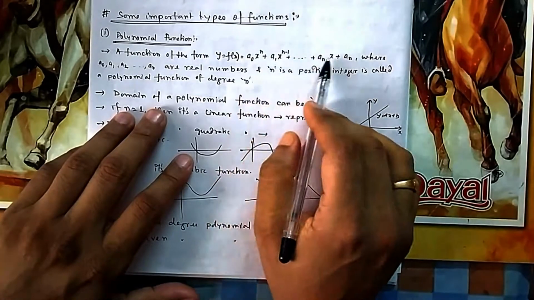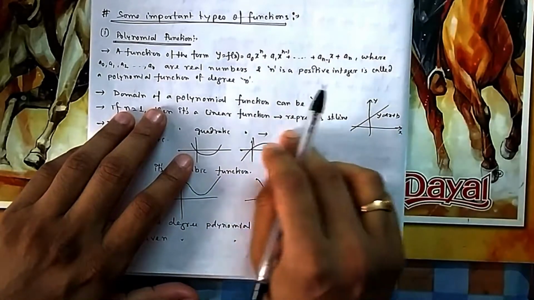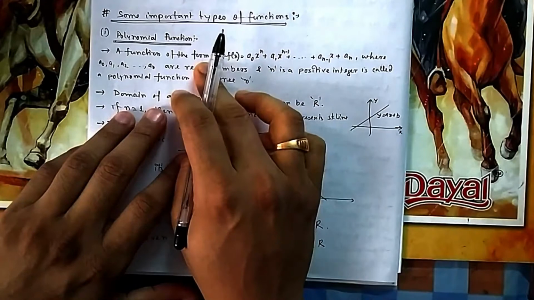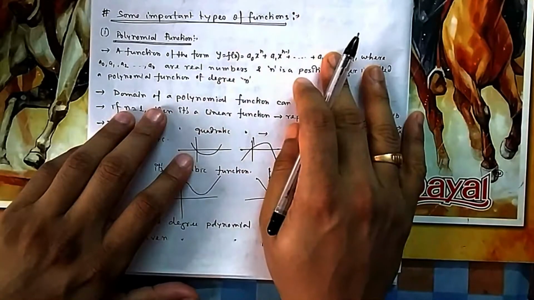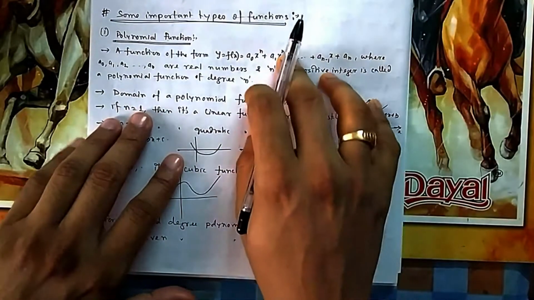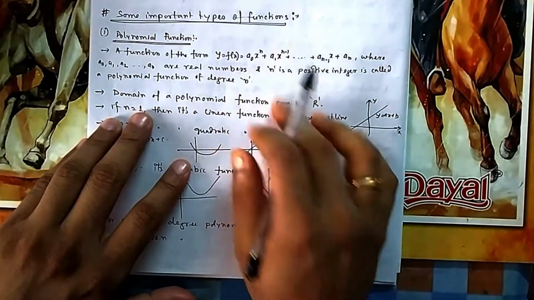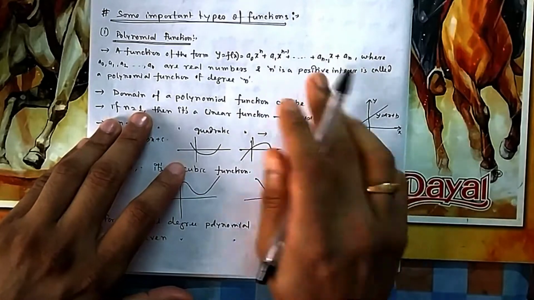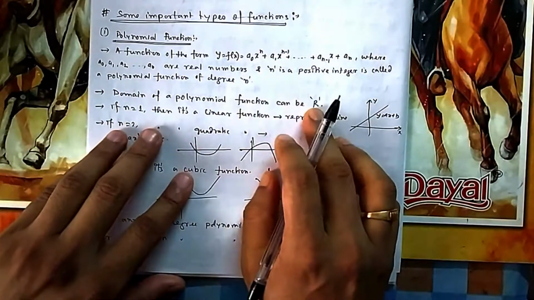So you can put any number here, you can put any x, and for that you will get the corresponding y. So there is no issue. For the domain, you can put any value of x. There will be no problem, because x cannot come into the denominator, since there is no negative power; n should be a positive integer in case of a polynomial. So that's why the domain is R.